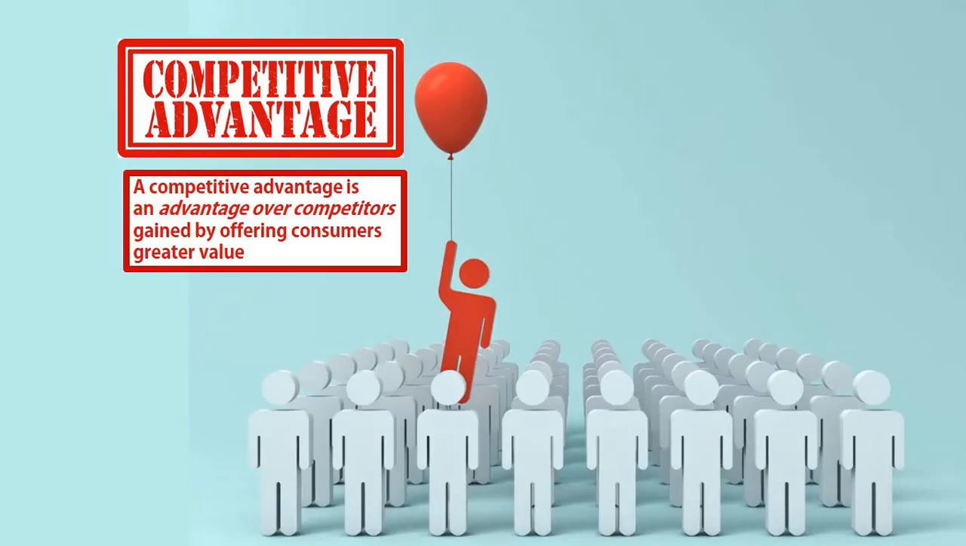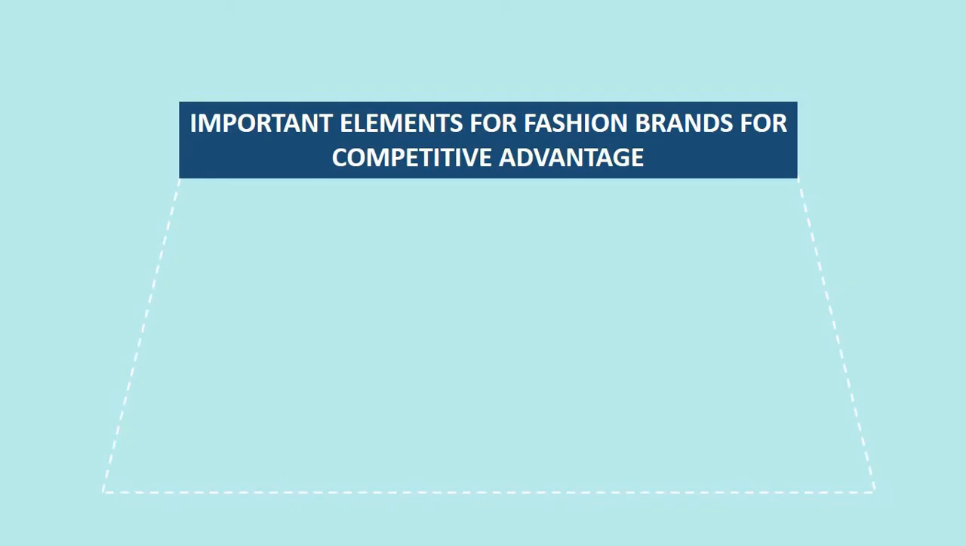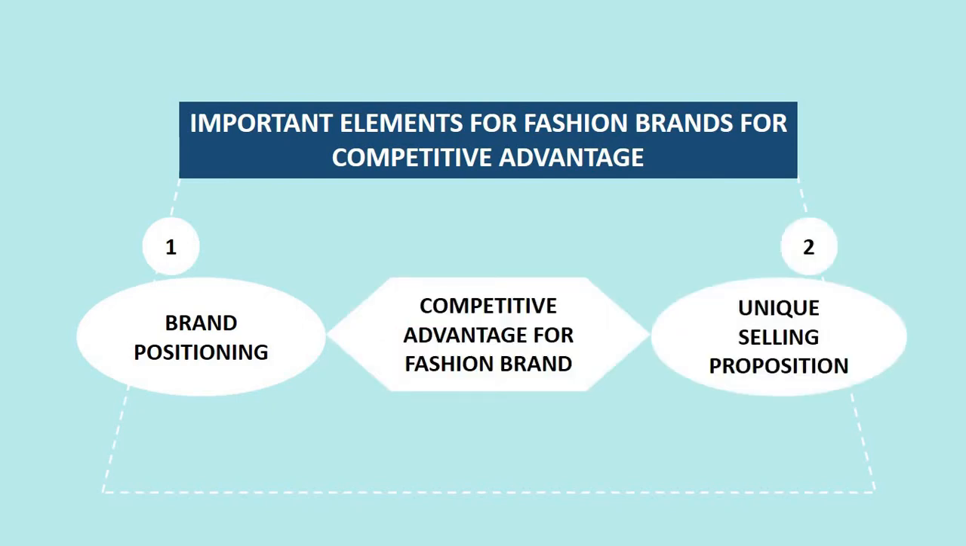Now let's talk about competitive advantage. You have got a brand, you are there in the market. You really need some sort of element that gives you leverage over your competitor, and that is called a competitive advantage. Now, what are the important elements for fashion brands for competitive advantage? One is the brand positioning, how you have positioned your brand, which is something that we just discussed. The second one is the unique selling proposition, which we also call USP.